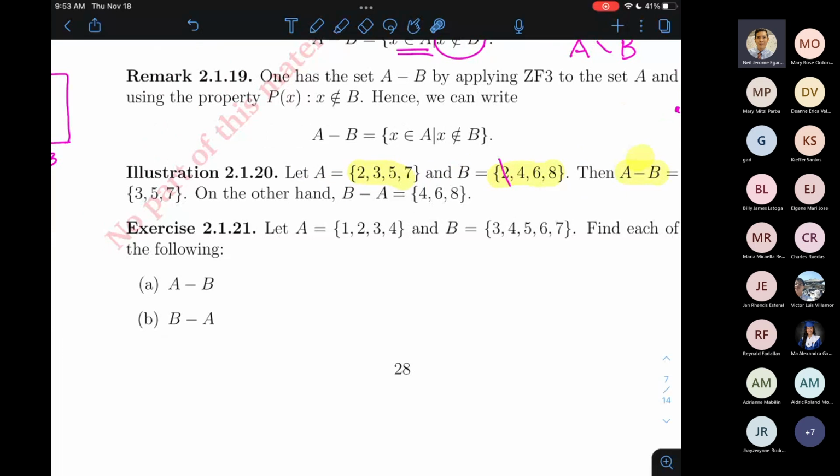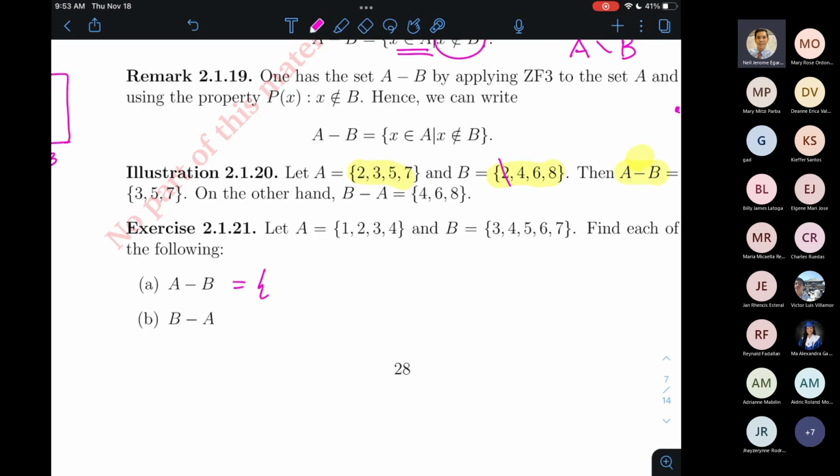So in this example, we already learned that the set difference is not commutative. Nagmamatter yung ordering sa set difference. Kasi pag pinagbaligtad mo yung order, posibleng iba na yung set na makuha mo. Okay? So kindly play with exercise 21. Probably I can give you the answers here.